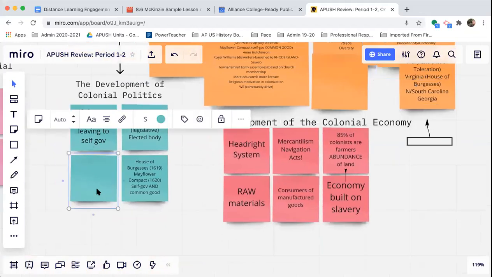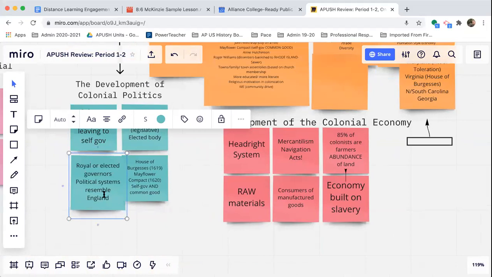What do we see? Yeah, royal governors, or elected governors. An important piece here is this idea that their political systems resemble or look like England's. Okay.